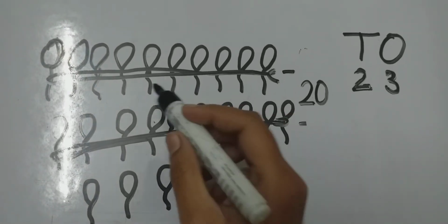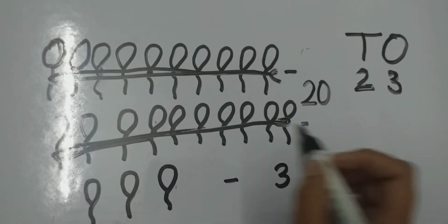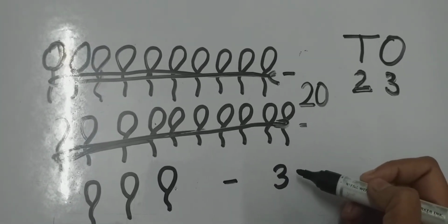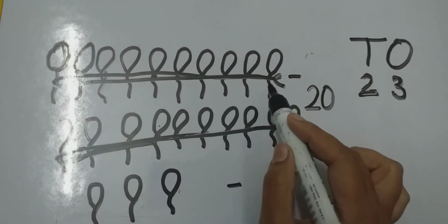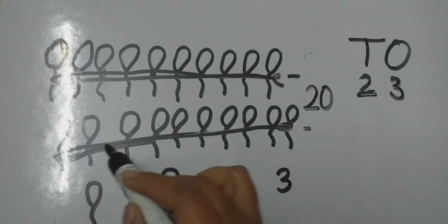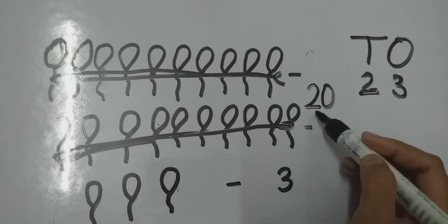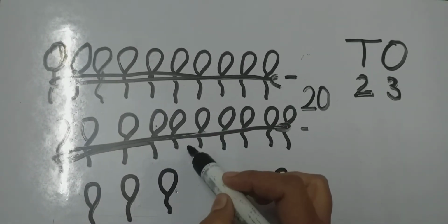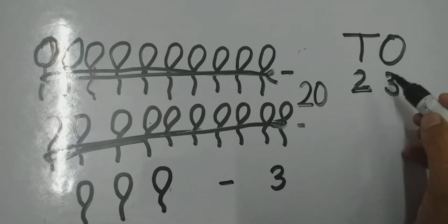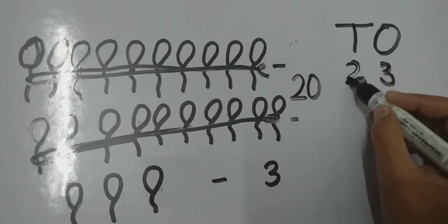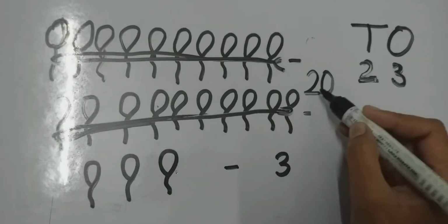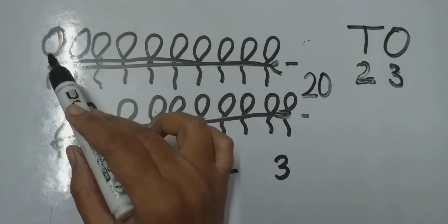of 10 balloons. Okay, so 2 bundles of 20 balloons. 1 bundle में 10 balloons हैं तो दोनों bundles को जब हम ऐड करते हैं तो 20 balloons. So 2 bunches of 20 balloons. So we have to write here 2 and 3 means 23 balloons. Okay, 23. Let's count again.